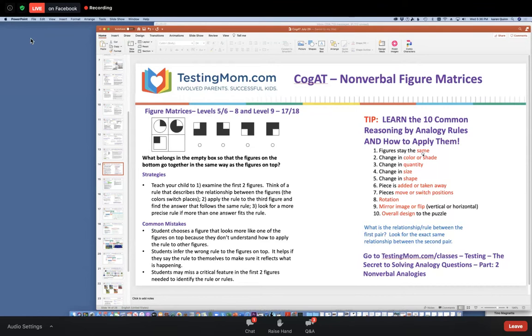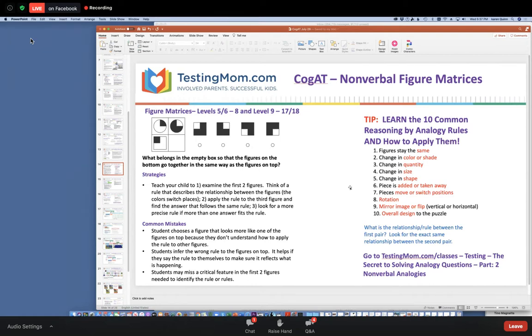But what happens, the analogies are the figures stay the same. There's a change in color or shade. That's what we have here. There's a change in quantity, like 1 circle to 2 circles. There's a change in size, small circle to big circle. Change in shape, maybe something with 3 sides, a triangle becomes a square. Pieces can be added or taken away. Pieces move or they switch positions. They rotate. There's a mirror image, or there's an overall design that the puzzle makes. So those are all the 10 types of most common changes you will see with these types of questions.